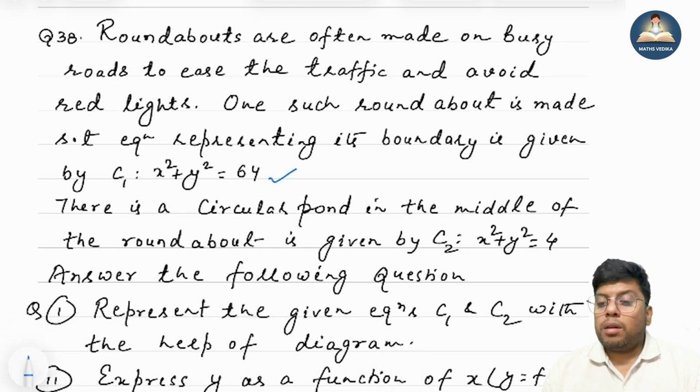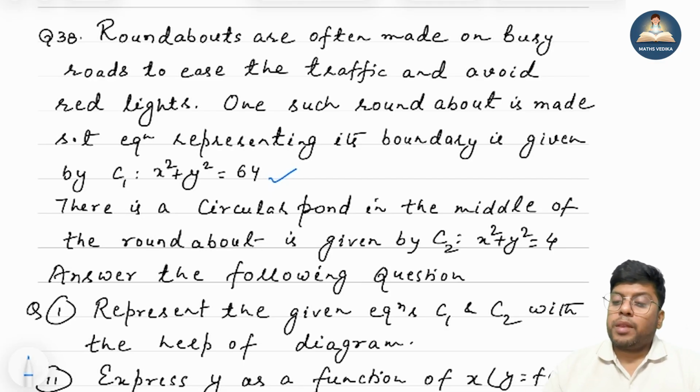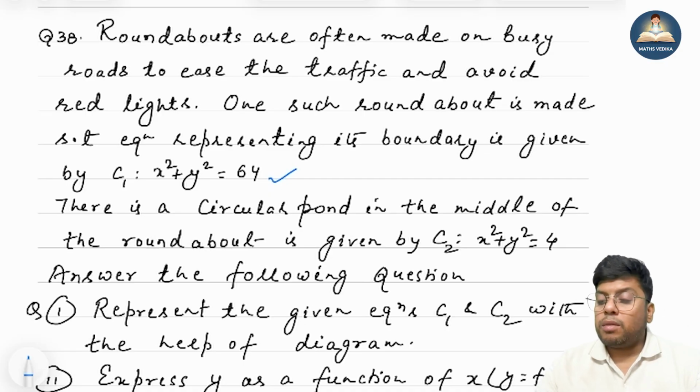There is a circular pond in the middle of the roundabout, and the circular pond is given by the equation C2: x square plus y square is equal to 4. Now based on this information, we have to answer the following questions. First, we have to represent the given equations C1 and C2 with the help of a diagram.